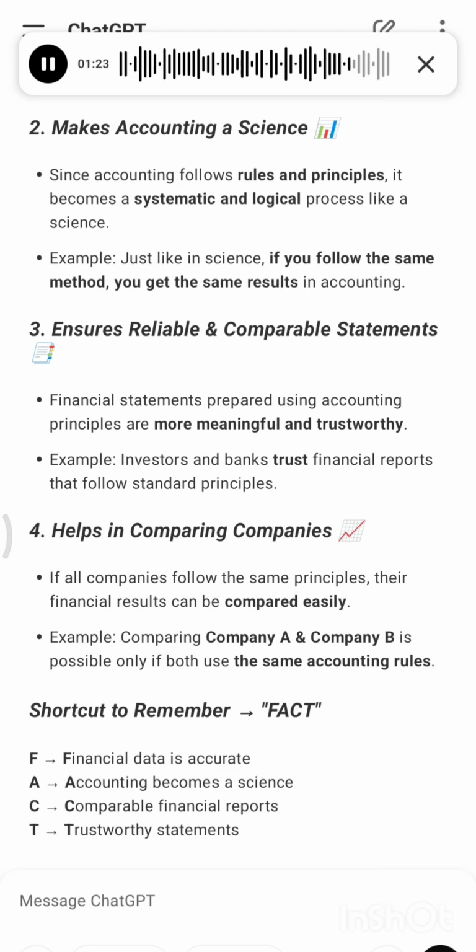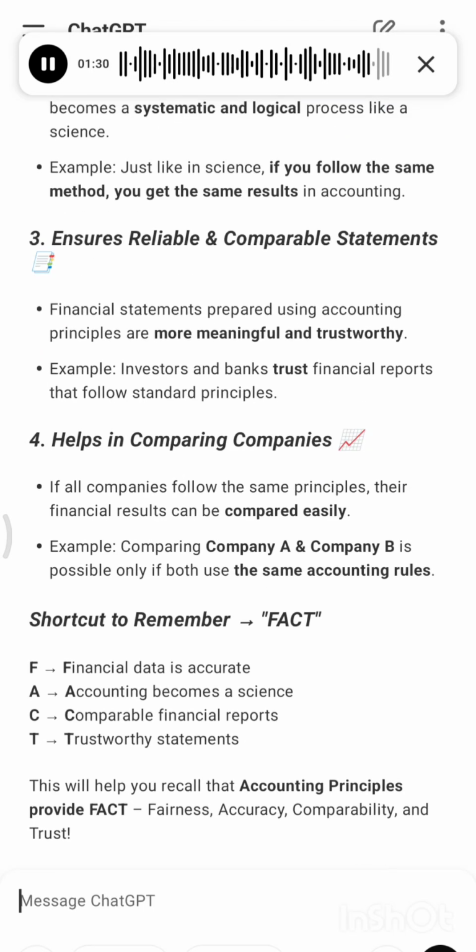Financial data is accurate. Accounting becomes a science. See comparable financial reports, trustworthy statements. This will help you recall that accounting principles provide fact, fairness, accuracy, comparability, and trust.